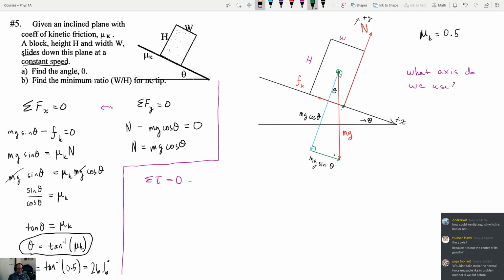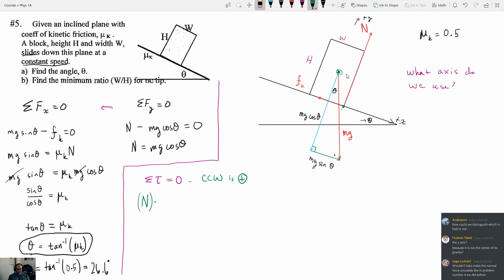Okay? We're going to use the center. Okay? So, what do we do for this? We need to pick a counterclockwise positive, I guess, this time, just to mix it up. So we're going to say counterclockwise is positive. We've got two forces. We've got the normal force and the friction force. The normal force is going to tend to rotate the system counterclockwise.